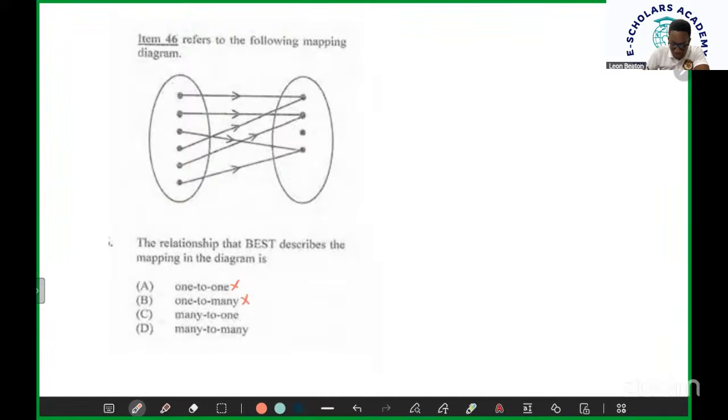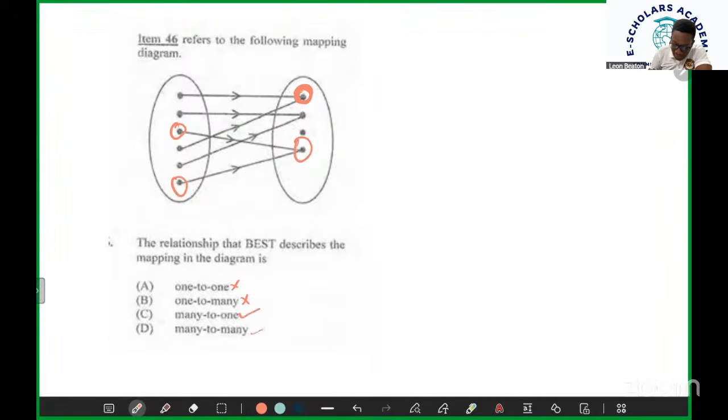So let's try a many-to-one. Many-to-one means, as the name says, many going to 1. So we see this here goes to this, and also this goes to that as well. And then we got this here and this here, many going to 1 as well. So it is a many-to-one.